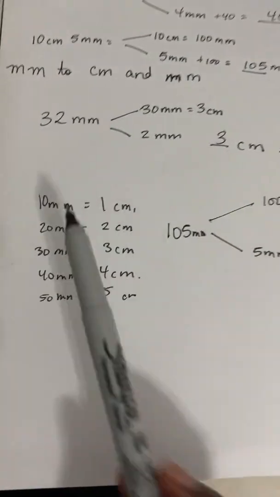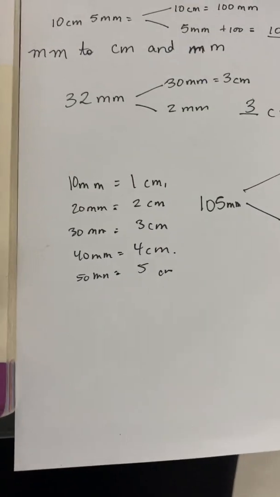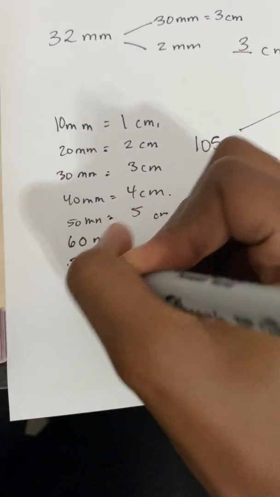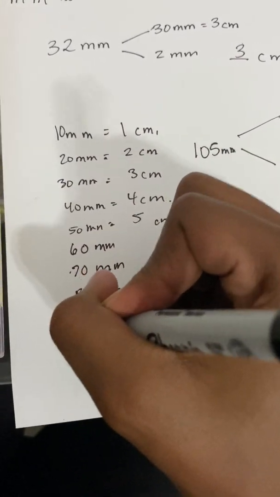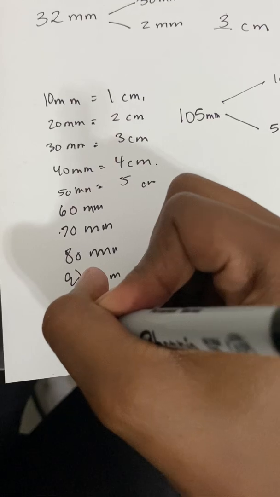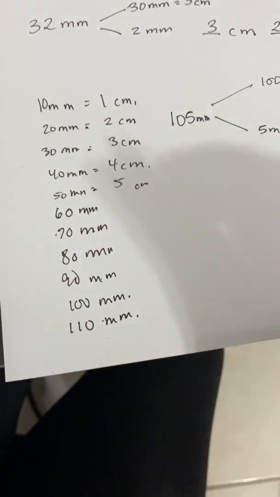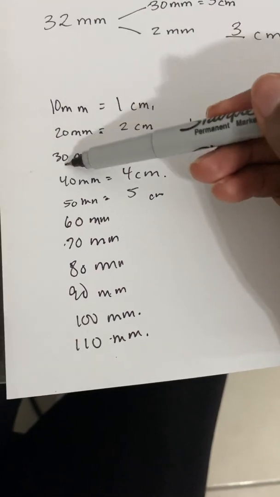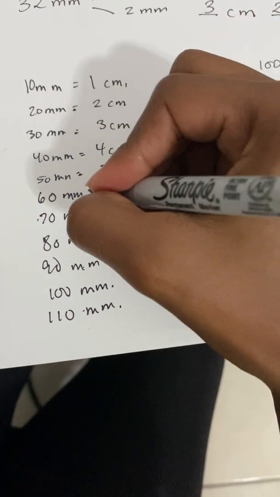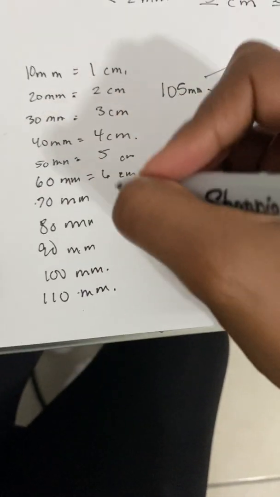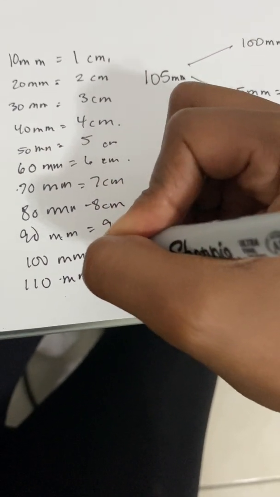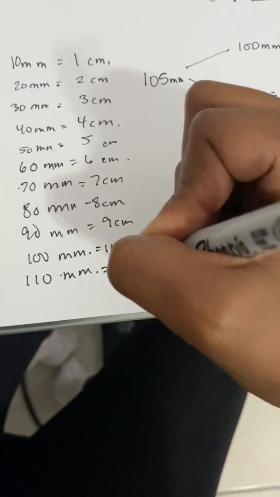Quick things to remember. It maybe would help if you write out your little chart: 60 mm, 70 mm, 80 mm, 90, 100, then it continues to 110. So basically you're counting by 10: 20, 30, 40, 50, 60, 70, 80, 90, 100, 110. And then you can write out how many centimeters it is. This is 6 centimeters. This would be 7 centimeters. This would be 8 centimeters, 9 centimeters, 10 centimeters, 11 centimeters.